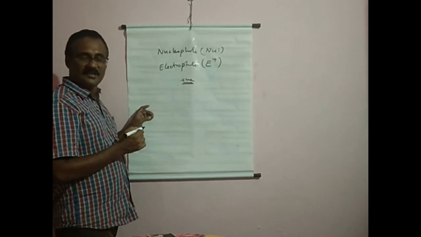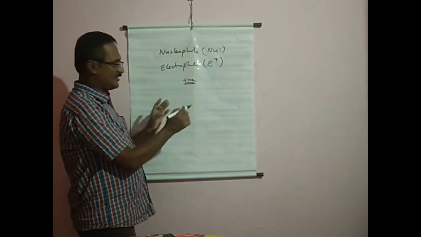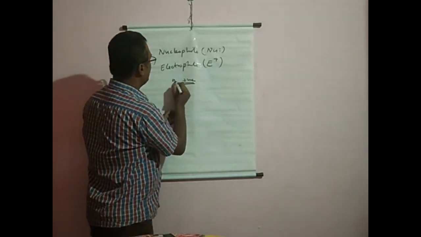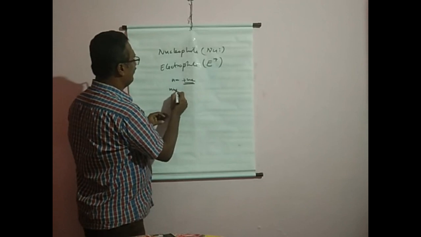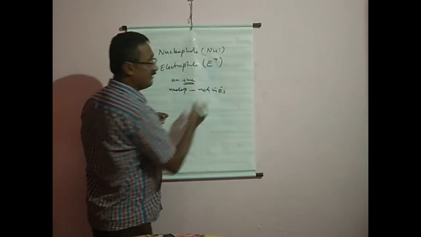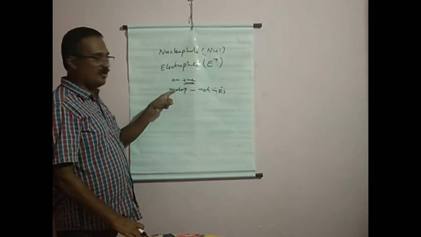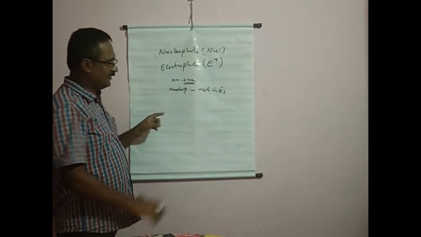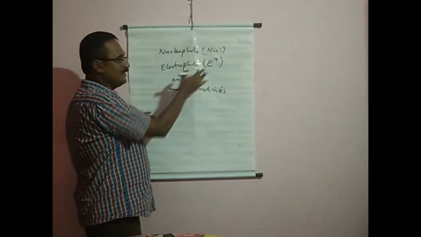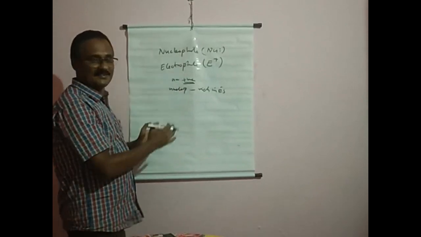Remember, the nucleus is positive, meaning it is deficient of electrons. So the nucleophile must be rich in electrons. That's very important. The most important quality of the nucleophile is that it is rich in electrons. That means it has the capacity to join to the nucleus.